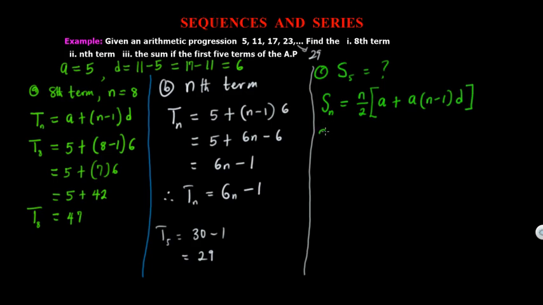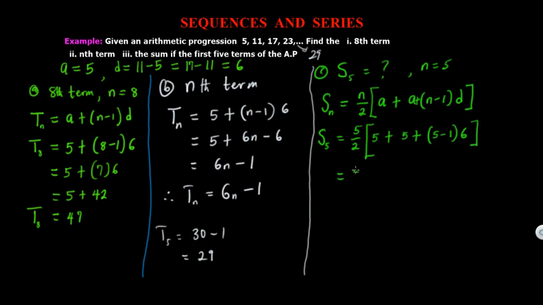So then we get the sum of the 5 terms, that's S5, equals, in this situation, because we are looking for the sum of the first 5 terms, n will be equal to 5. Then that will be 5 divided by 2, open bracket. We already know the first term to be 5, plus the nth term, which is 5 times, minus 1, close the bracket. Our difference is 6.